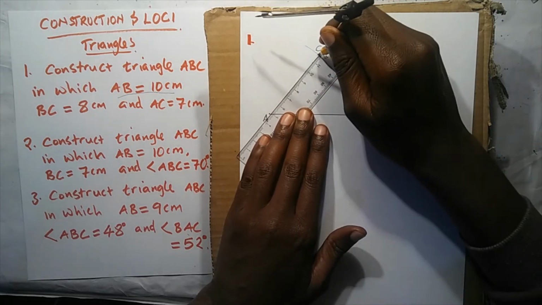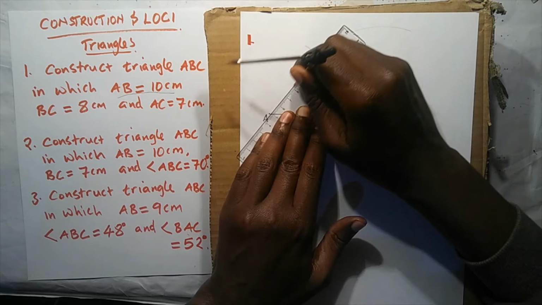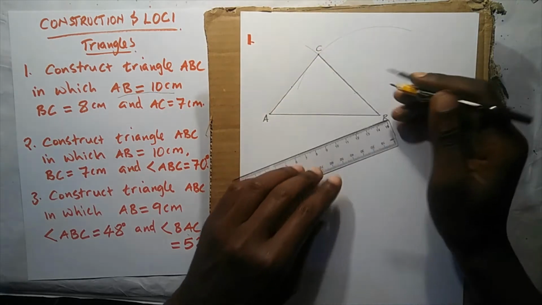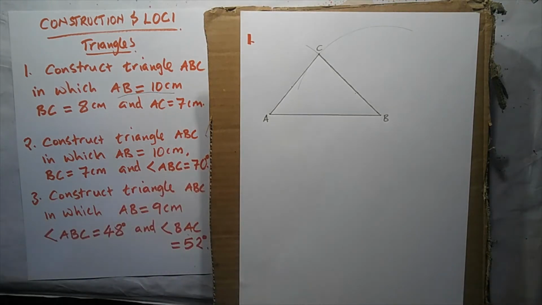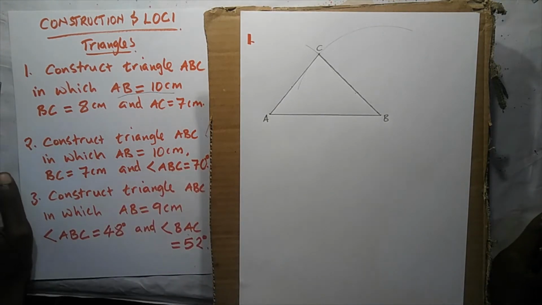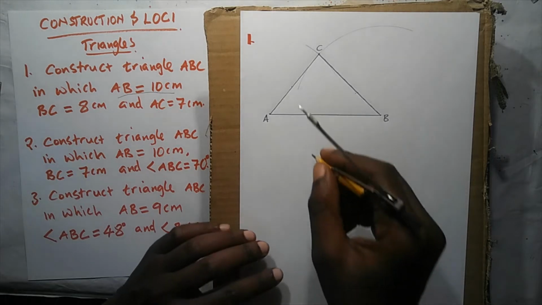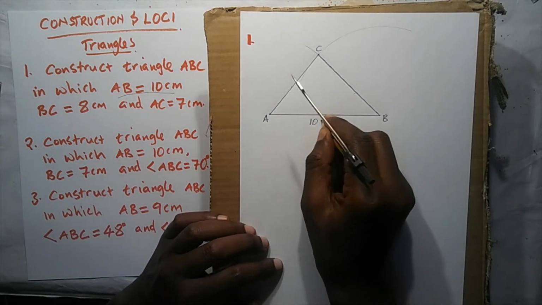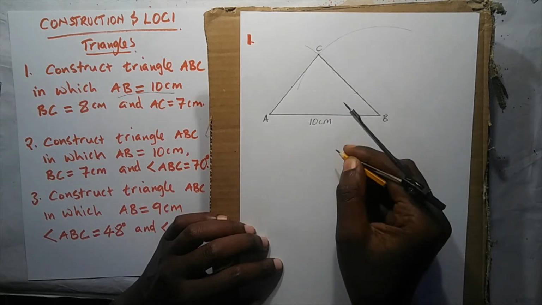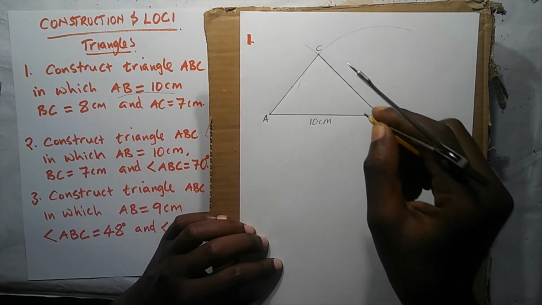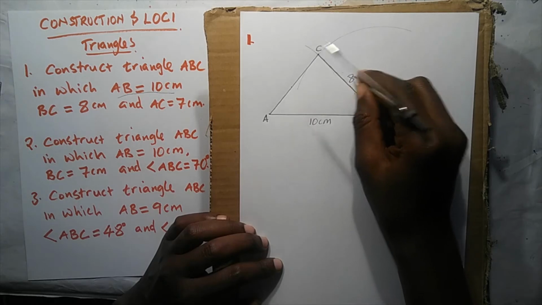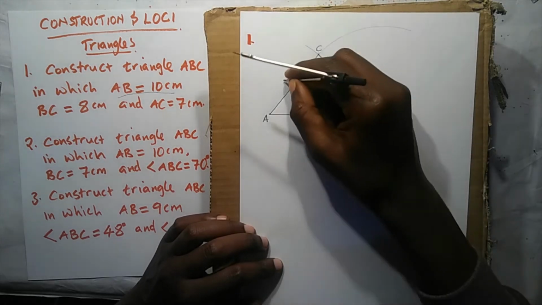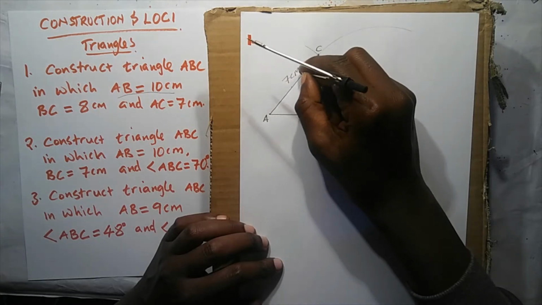You have to make sure your pencil is properly sharpened. And make sure that when you draw, you are neat when drawing. And so this is the triangle, and then we can put the measurements there. We have AB is 10 centimeters, and then we have BC, which is 8 centimeters, and then we have AC, which is 7 centimeters.